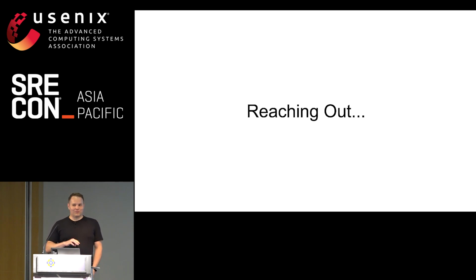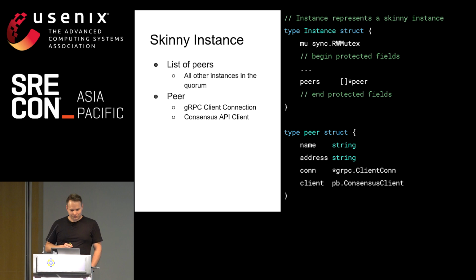First thing, reaching out. So I had my instance, more or less empty. It was a server that got the auto-generated gRPC methods, and now I wanted to reach out to the other instances, because eventually all the instances need to talk to each other. Every instance has a list of peers containing all the other instances in the Quorum, and every peer has a gRPC client connection and a consensus client. So you don't have to remember this. The thing is, if we have a peer, we can just issue an RPC. That's kind of the things we get for free with gRPC.